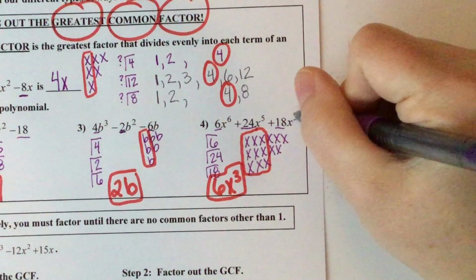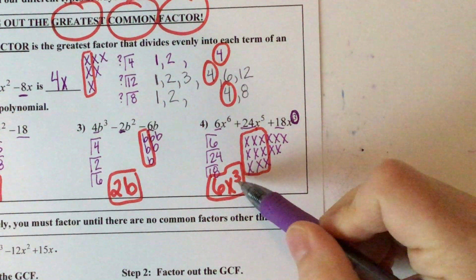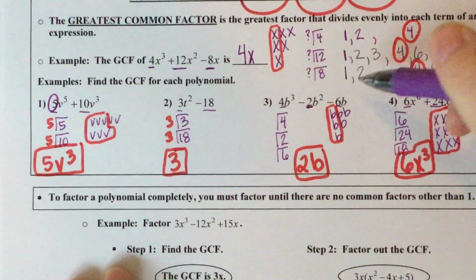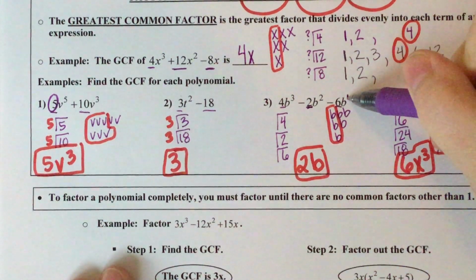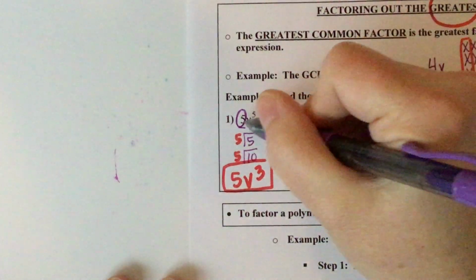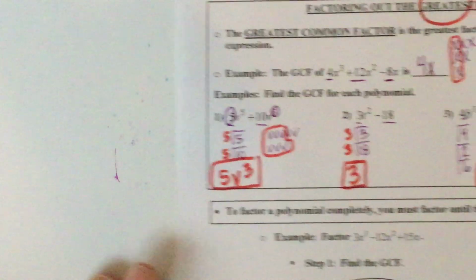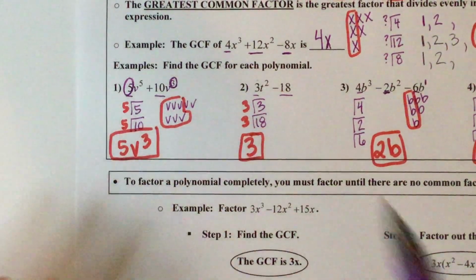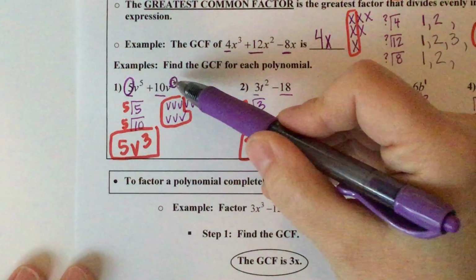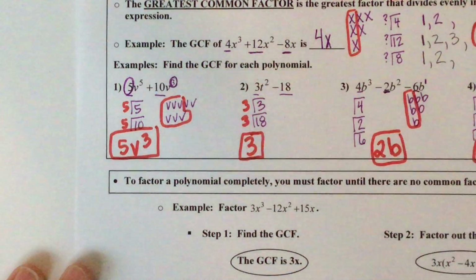Whatever the smallest variable is, whatever the smallest exponent is, that's always what's here. The smallest exponent on this one was a 1. That's why we only have 1b out here. The smallest exponent of the v's was the 3, and then we have 3 here. As long as they both have the variable, whatever the smallest exponent is, that will be the greatest amount that both of them possess.